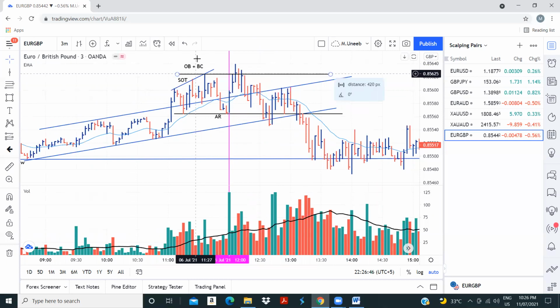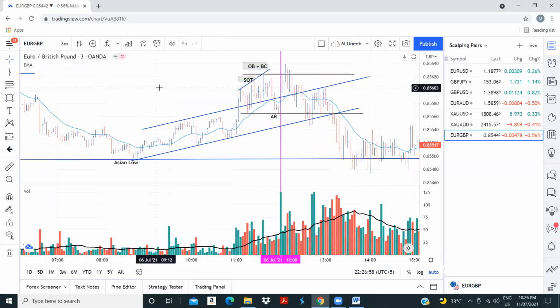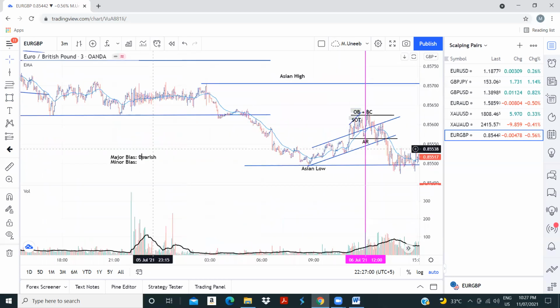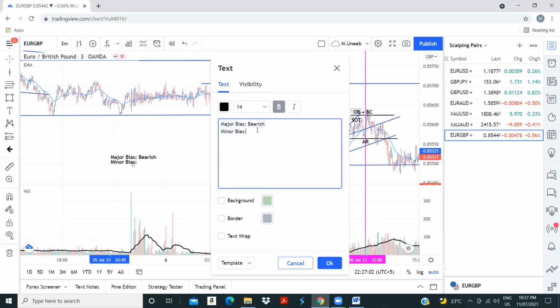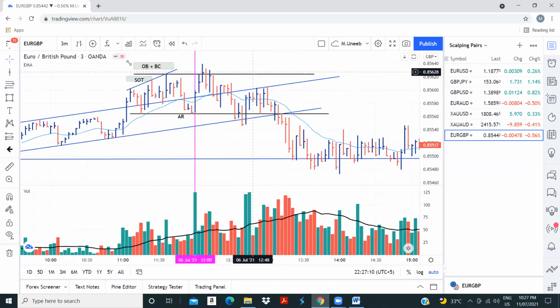This is a very strong sign of weakness. Do you understand? These two situations combine. We have OB and BC. We have shortening of the thrust. This is a very strong signal. So how about our minor bias? Minor bias is also bearish before London Open. Okay. So now we have a very clear idea what we can do, right?